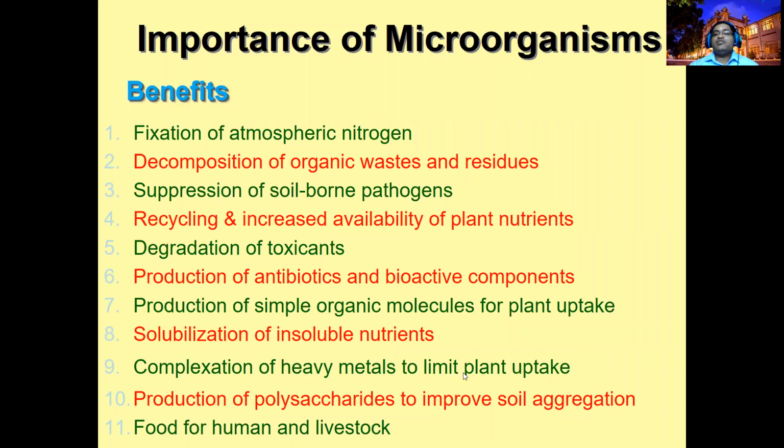And complexation of heavy metals to limit uptake by plants. We call it metal chelation. You will study it in the soil, right? Metal chelation means certain heavy metals are there in the soil. If they are absorbed by the plant, they will directly reach the human being. But the microorganism, through metal chelation, converts these metals into a form the plant cannot absorb. So both ways we are doing it: solubilizing, and also the other way around.